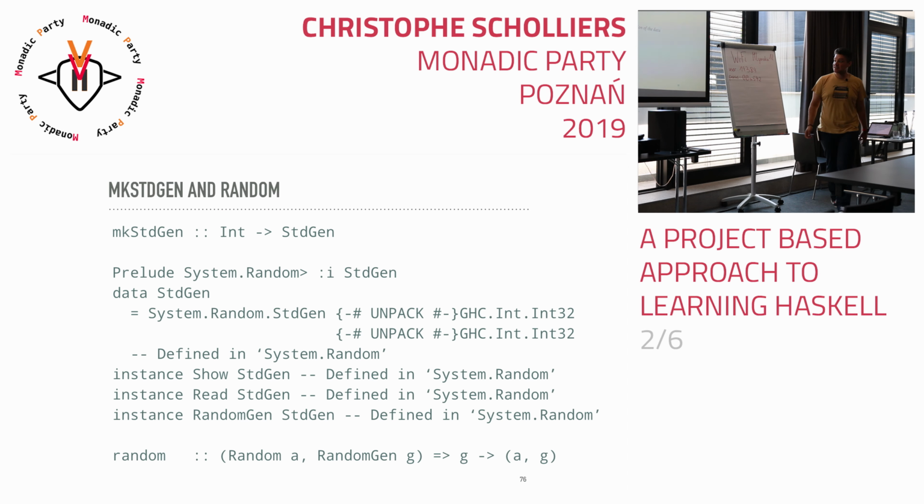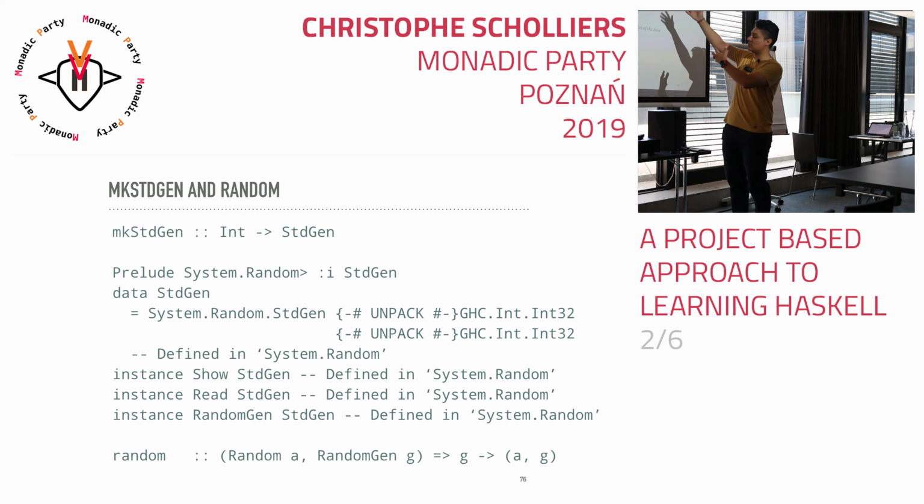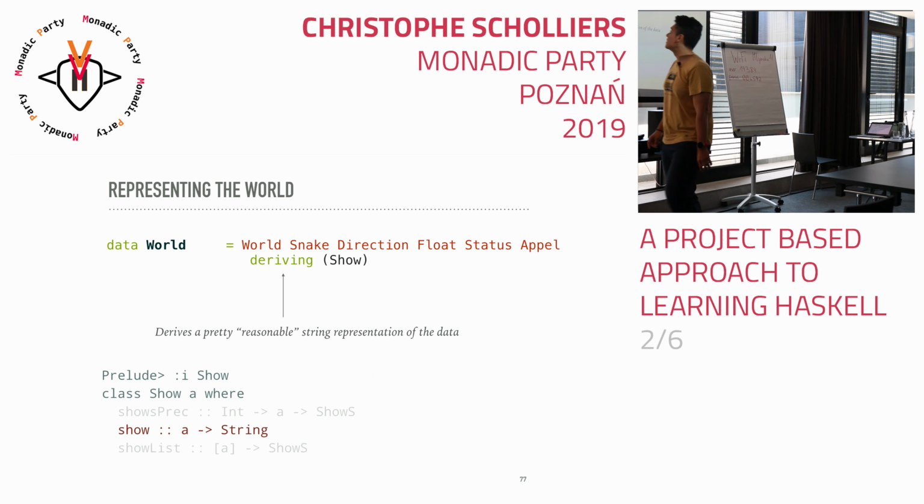And so this leads us to representing the whole world of our snake. So, well, we define a new type world. It has one constructor, world, which consists of a snake, the direction in which the snake is going, the time that we have been executing the program, the status of the program, and the apple. Yeah, and that's basically all that we need in order to start implementing Snake.